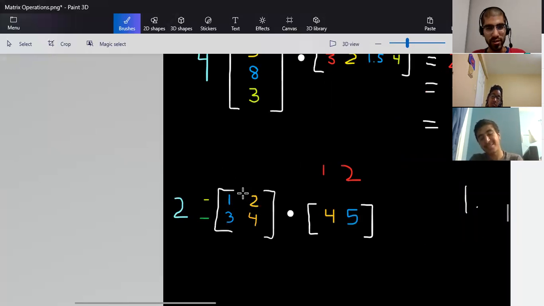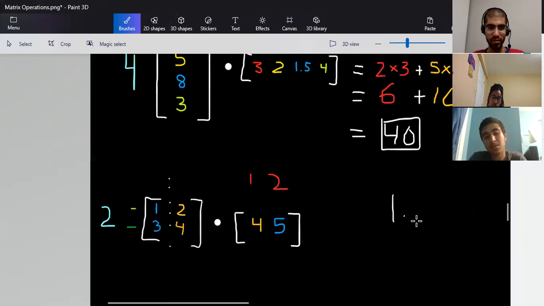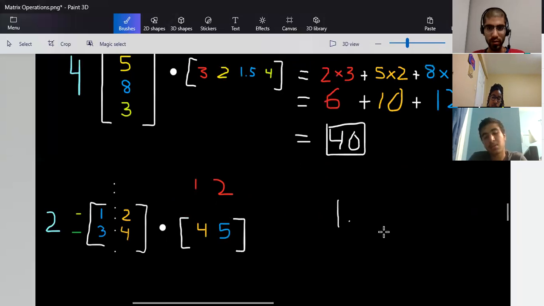Okay, so here's what we're going to do. We're going to slice this down the middle like this. Why am I slicing it like that? Because I need 2 rows, okay? I need to keep 2 rows, and I need 2 columns here, because the number of rows of the first must equal the number of columns of the second. So over here, I have 1, 3. So this is in blue.